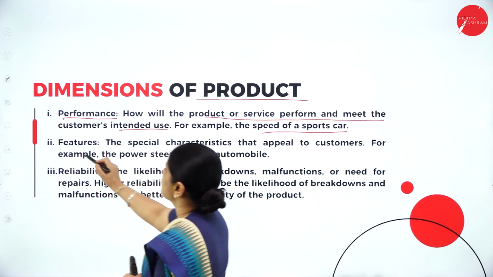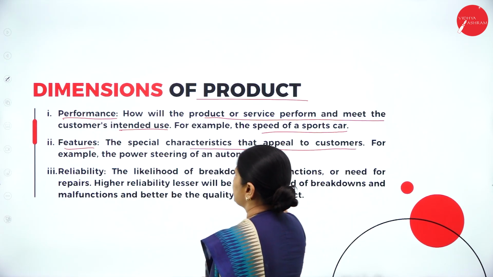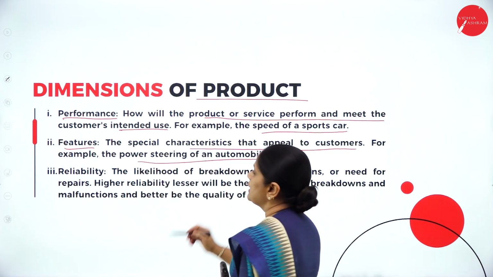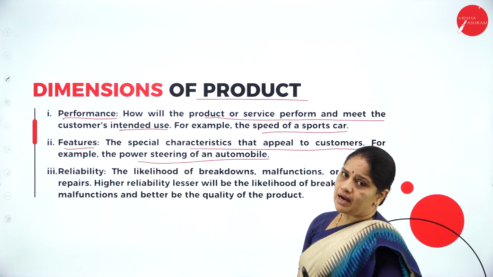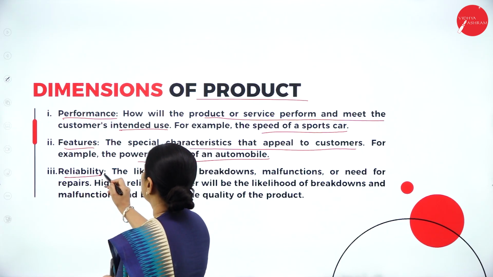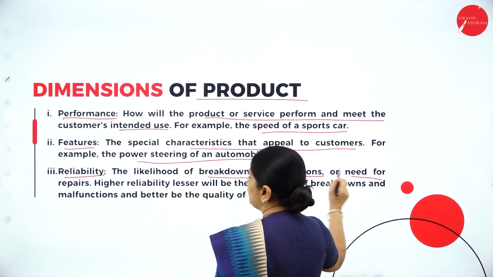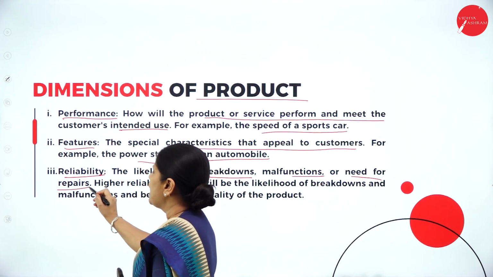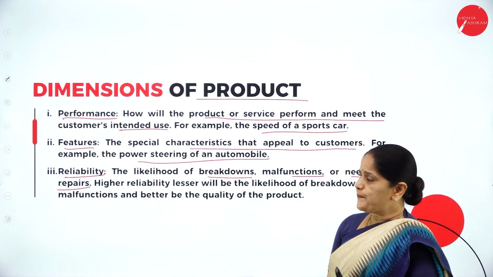Then next one is the features, the special characteristics that appeal to the customers. For example, the power steering of an automobile. The features of the product appeal to the customer. Then the third one is reliability, the likelihood of breakdowns, malfunctions or need for repairs. So how far can you rely on this kind of product?